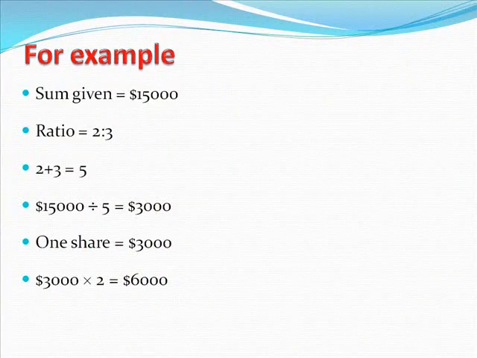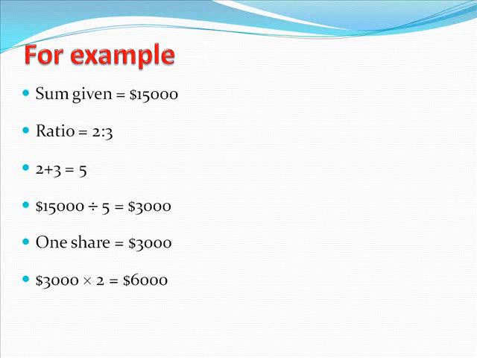Okay, for example, I have written down the sum given, which is $15,000. Good. Then I have written down the ratio, which is 2 to 3. Now you might be asking where I got this information from. Now where do you think I got this information from? Got information from the question given. Good. So in the question we were given the sum, which is $15,000. We're also given the ratio, which is 2 to 3.